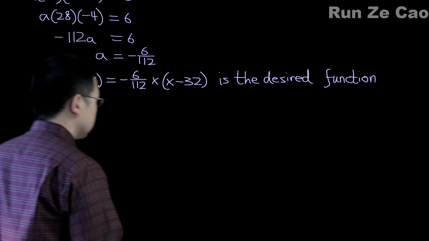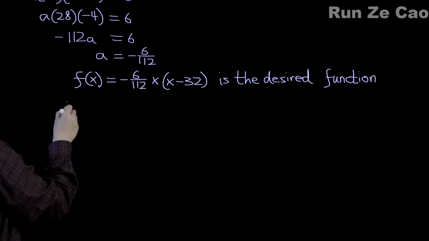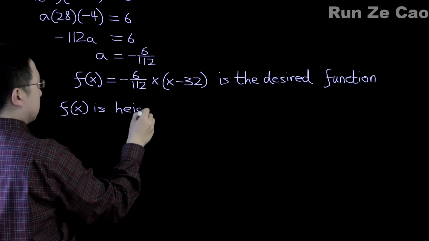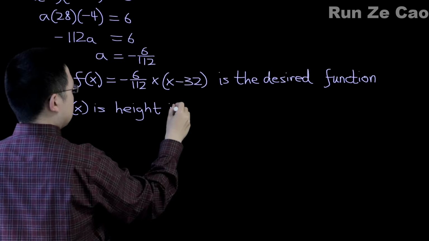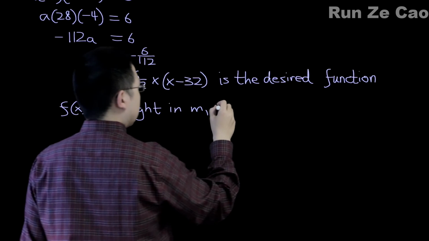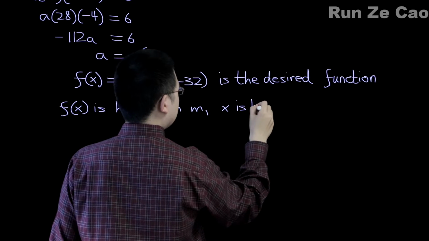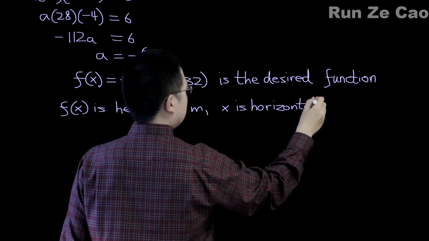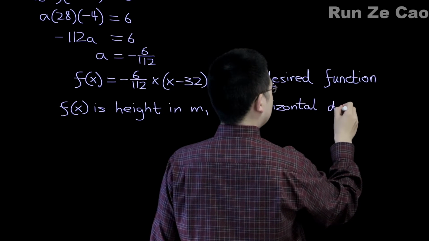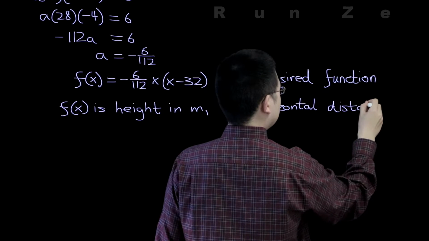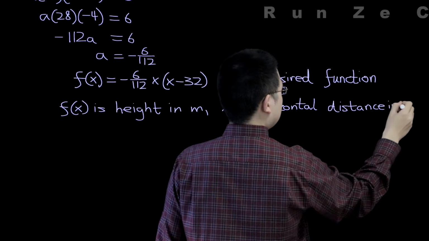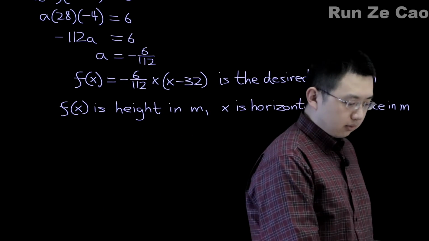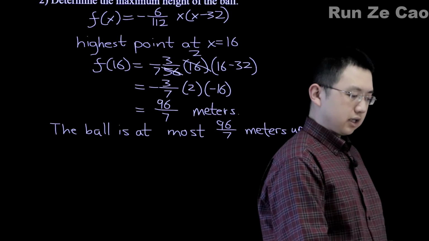Now, honestly, we should probably have put it up here that f(x) is height in meters, x is horizontal distance in meters up here as well. But hey, at least we recognize this and went back and changed it up.